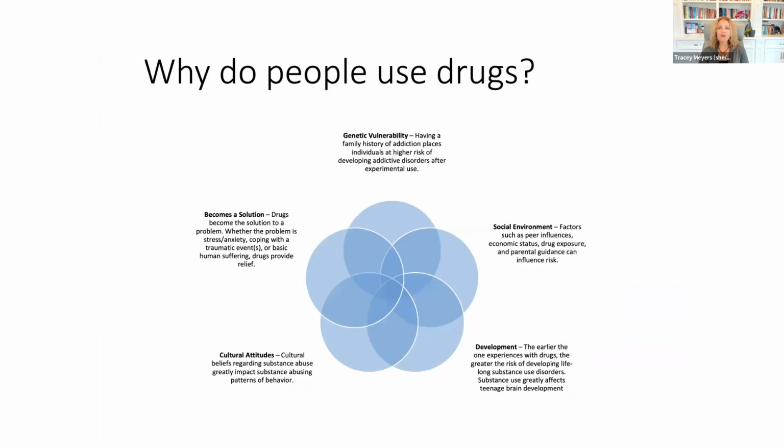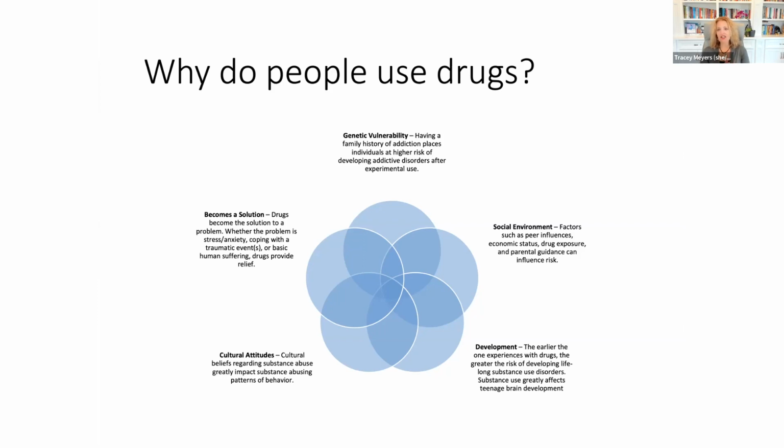So why do people use drugs? It is a multifaceted issue, right? If it were so simple as to only be one thing, we would have more effective and better treatments. But because we have these multifaceted challenges to look at, it becomes harder and harder to treat. In a way, it's like a moving target, depending on who you're working with and their unique genetic, social, developmental, cultural, and personal coping skills vulnerabilities.